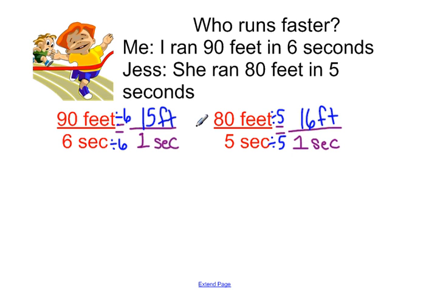I know how far I went in 1 second and how far my friend went in 1 second. So if I think about it like this, in 1 second I started here and went to here. That's 15. And in 1 second, my friend started here and went to here. That's 16. So who went farther? My friend did. My friend Jess, oops, sorry about that. I meant to change that to a highlighter. My friend Jess ran faster.